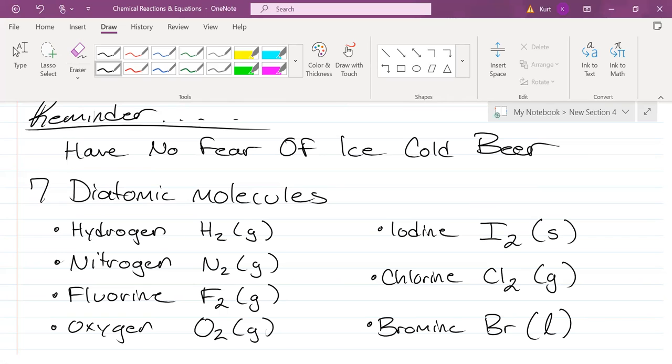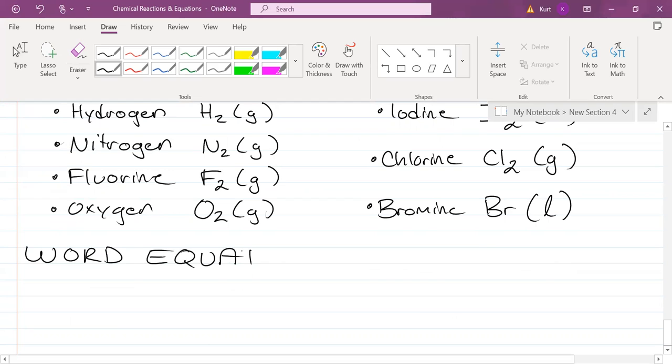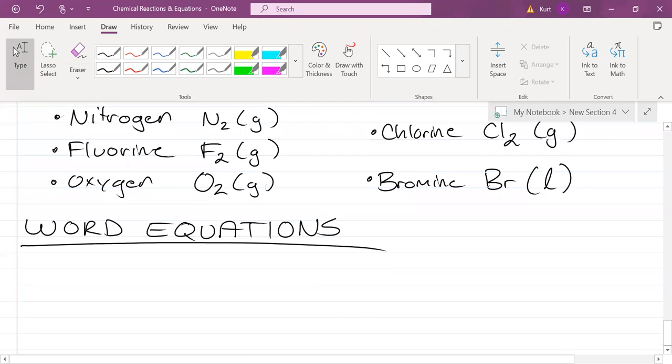Not just Br, not just Cl, not just F, not just H, not just O, not just N, not just I. It's H2, N2, F2, O2, I2, Cl2, Br2, every time. And so that's going to get me to word equations. Some of you are just going to have to make that mistake and learn from it. There's a lesson to be learned in every mistake. Whenever you see those seven, you have to remember that they are diatomic.